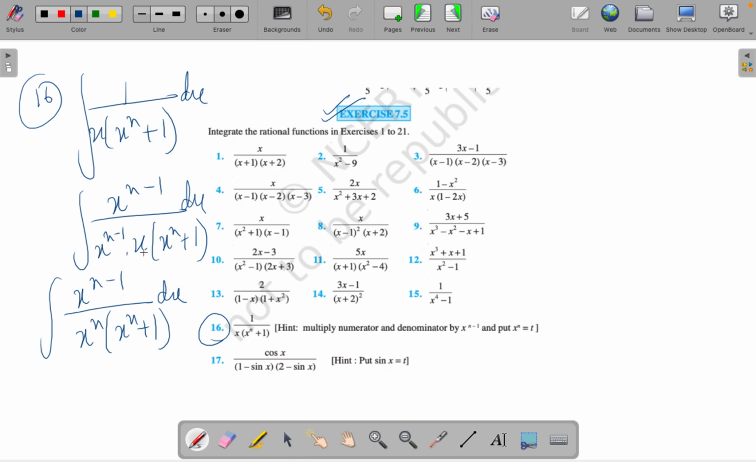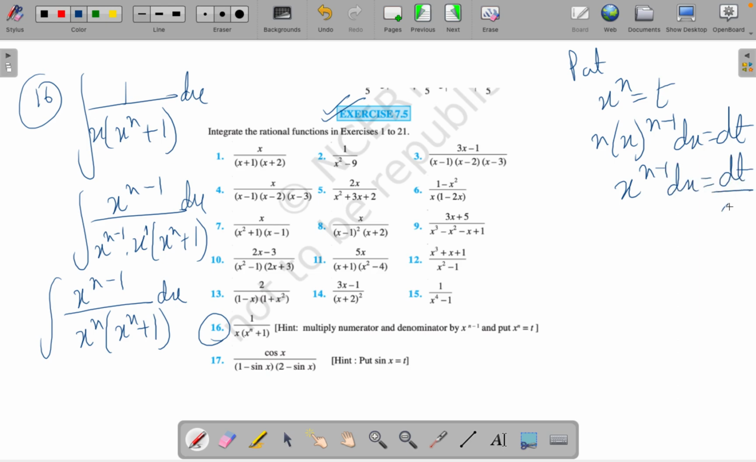Now here I have used the rule of exponents. When bases are same, the powers get added. Now the next step, I want you to put x to the power n as t. Now when we put x to the power n as t, so n x to the power n minus 1 dx will be dt, children. So this n goes that side since I do not need this n. So this is dt by n. So now the question reduces to 1 by n dt. N is a constant, so it goes out. This becomes dt upon t into t plus 1.